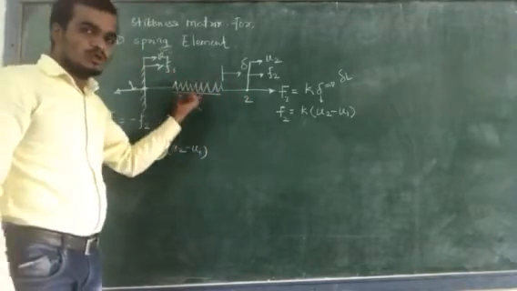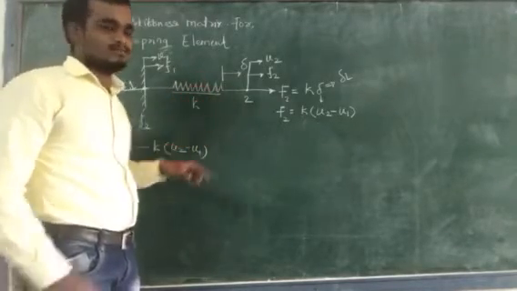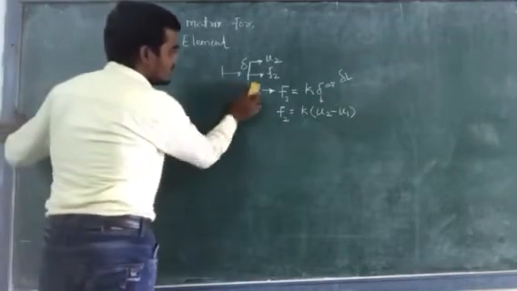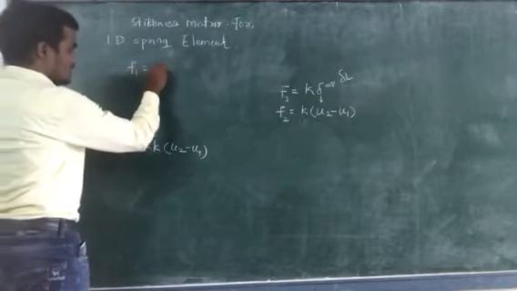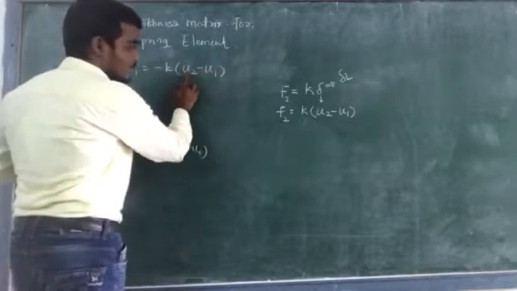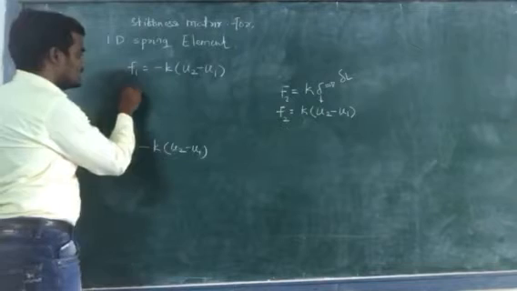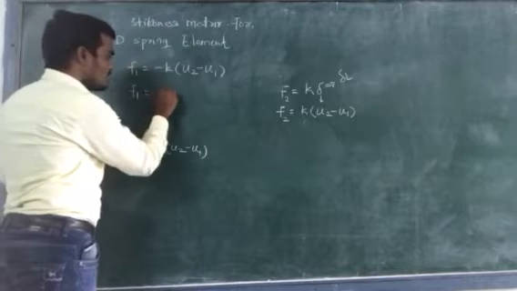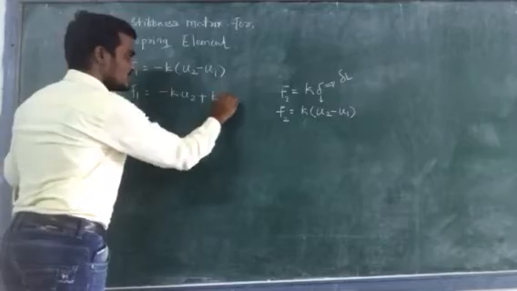Now we are going to simplify these two equations and write them in matrix form. How to write these equations in matrix form? First, F1 is equal to minus K times U2 minus U1. U1 and U2 are the nodal displacements acting at node 1 and 2 respectively. This F1 can be simplified as F1 is equal to minus K times U2, and this minus minus gets plus K times U1.